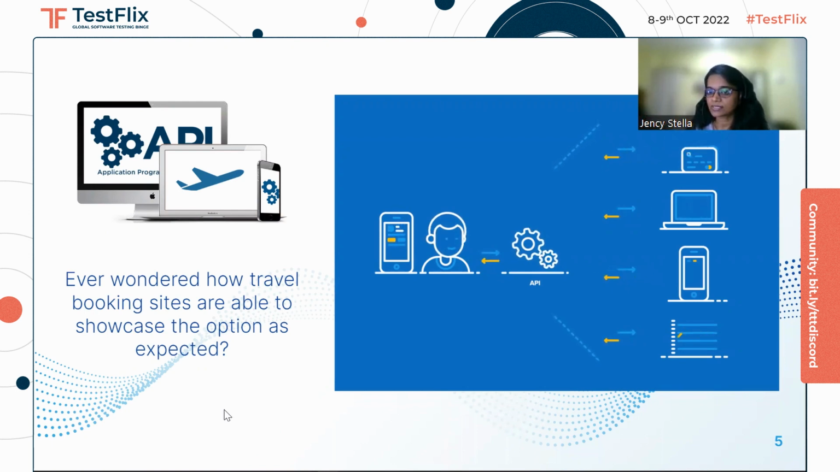Malaysian Airlines creates an API and shares this API with these travel agencies like booking.com, Trivago, and so on, which helps us to book our tickets very quickly. So this is how APIs come into our day-to-day life and makes our life easy.